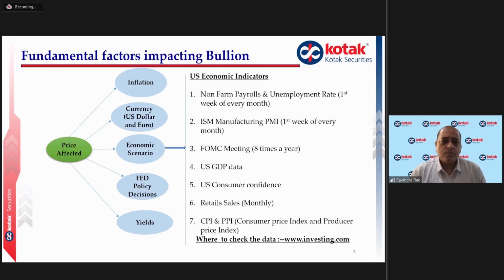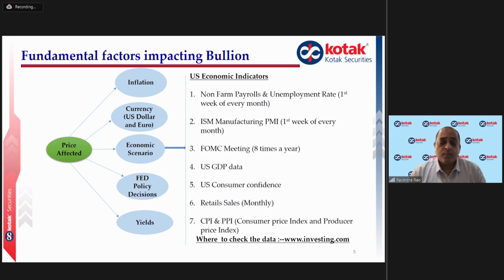Then currency: as you must be seeing, because of the inflationary worries, and because the Fed is increasing the interest rates, it is benefiting the US dollar, and the US dollar has moved up against other currencies. The US dollar is considered a safe currency, and in times of such uncertainties, money flows into the US dollar, and that's why the US dollar index is trading close to 100 levels now.